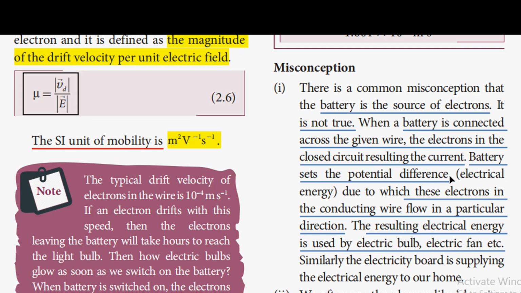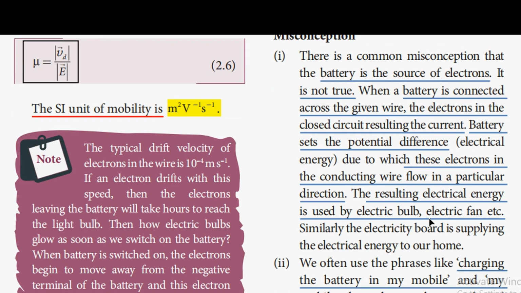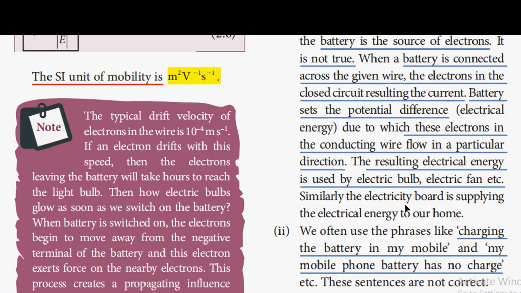The battery sets the potential difference, that is the electrical energy, due to which the electrons in the conducting wire flow in a particular direction. The resulting electrical energy is used by the electric bulb, electric fan, etc. Similarly, the electricity board supplies the electrical energy to our homes.